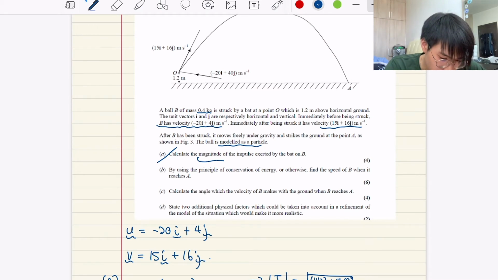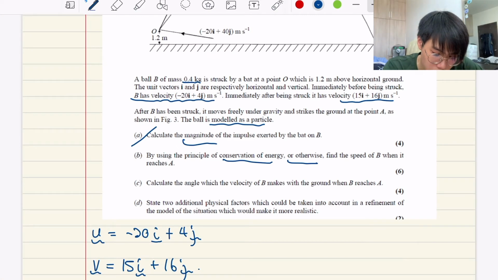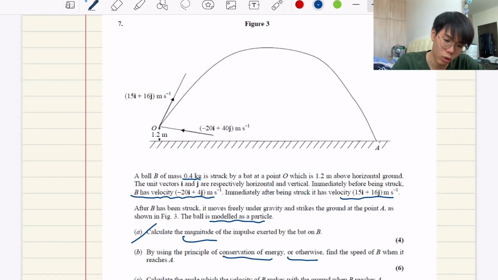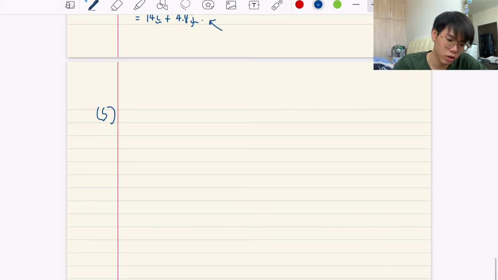Next, by using the principle of conservation of energy here, or otherwise, find the speed of B when it reaches A. Here it says "or otherwise", which means you don't need to use conservation of energy to solve this problem. That is just a suggestion for you. So find the speed of B when it reaches A. So where's A? Here. Here we can use conservation of energy.